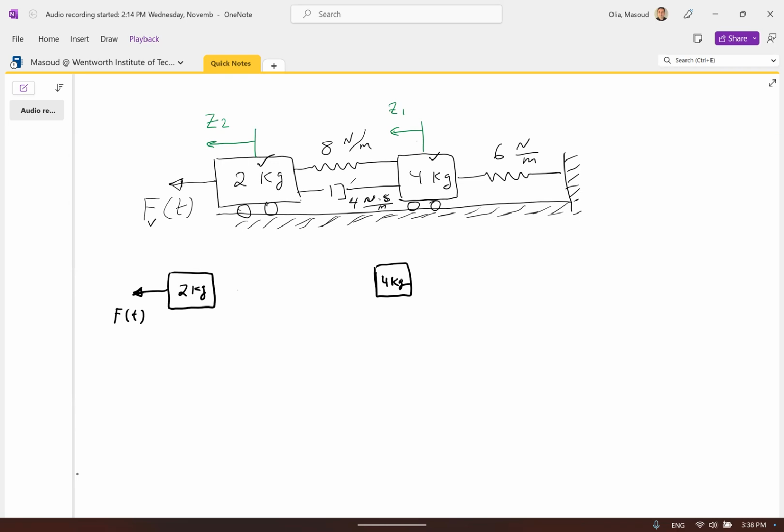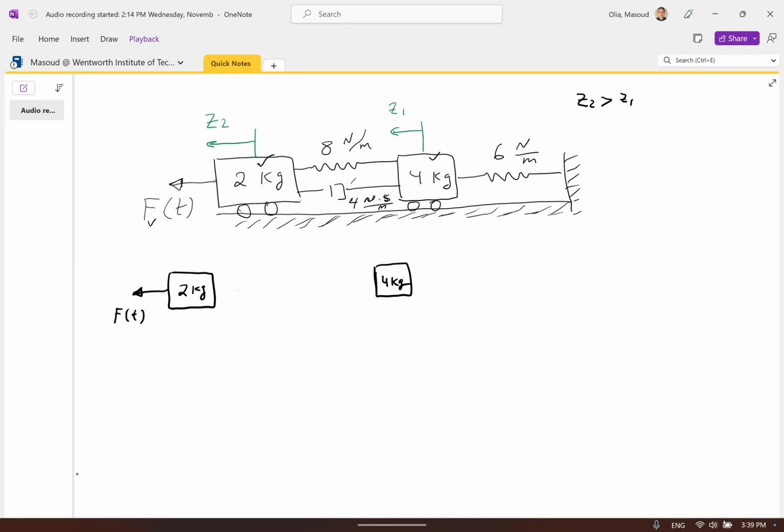Now here, in order to get the free body diagram correctly, I'm going to assume that Z2 is greater than Z1. You might have a question: why am I using Z instead of X1 and X2? Because the notation that we use for a state space, as you'll see in a minute, would make things confusing. So I'd rather use some other symbol like Z and leave the X's for the state space.